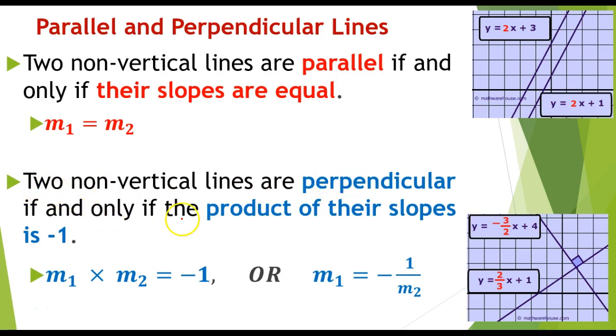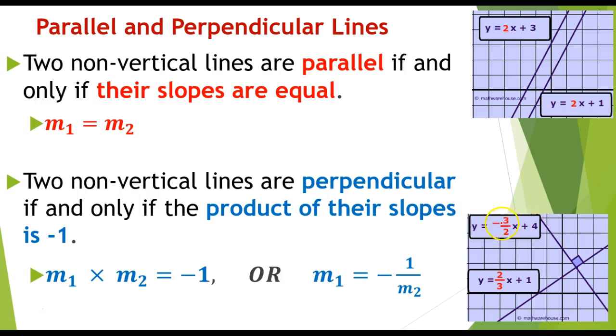Two non-vertical lines are perpendicular if and only if the product of their slopes is equal to -1. So like here, these two lines intersect at one point, and that point is perpendicular. It forms a 90-degree angle. That's what it means to be perpendicular.